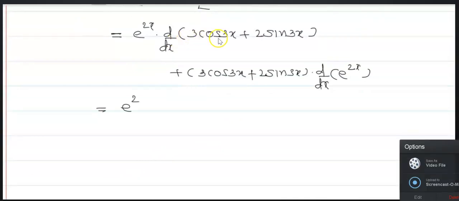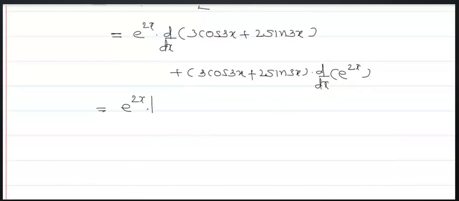Now here again, the derivative of cos 3x is minus sin 3x, and again the derivative of 3x, which is 3. Then 3 into 3 will become 9, so the derivative overall comes to minus 9 sin 3x. What about here? The derivative of sin 3x is cos 3x into the derivative of 3x, which is 3. 3 into 2 is 6, that is 6 cos 3x. And the derivative of e^(2x) is again e^(2x) into the derivative of 2x, which is 2.